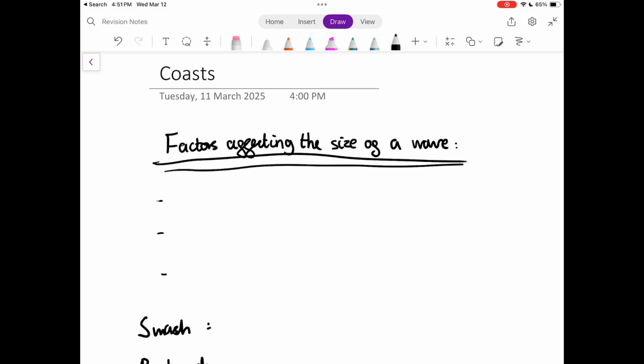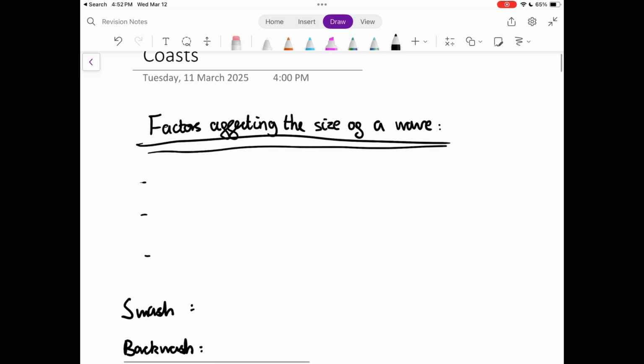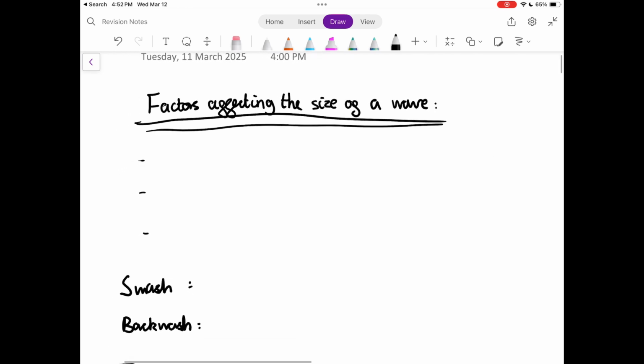Hi everyone, welcome to another video, and today we're going to be focusing on the topic of coasts, which is topic 2.3 in the syllabus. So first we're going to be looking at the factors affecting the size of a wave.